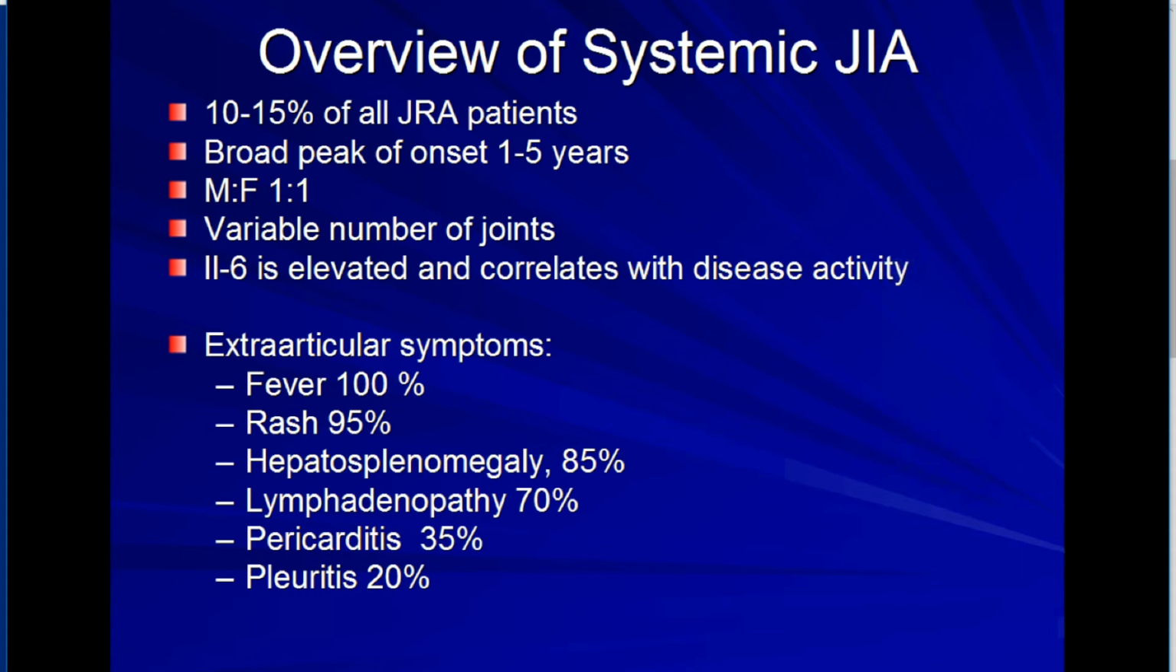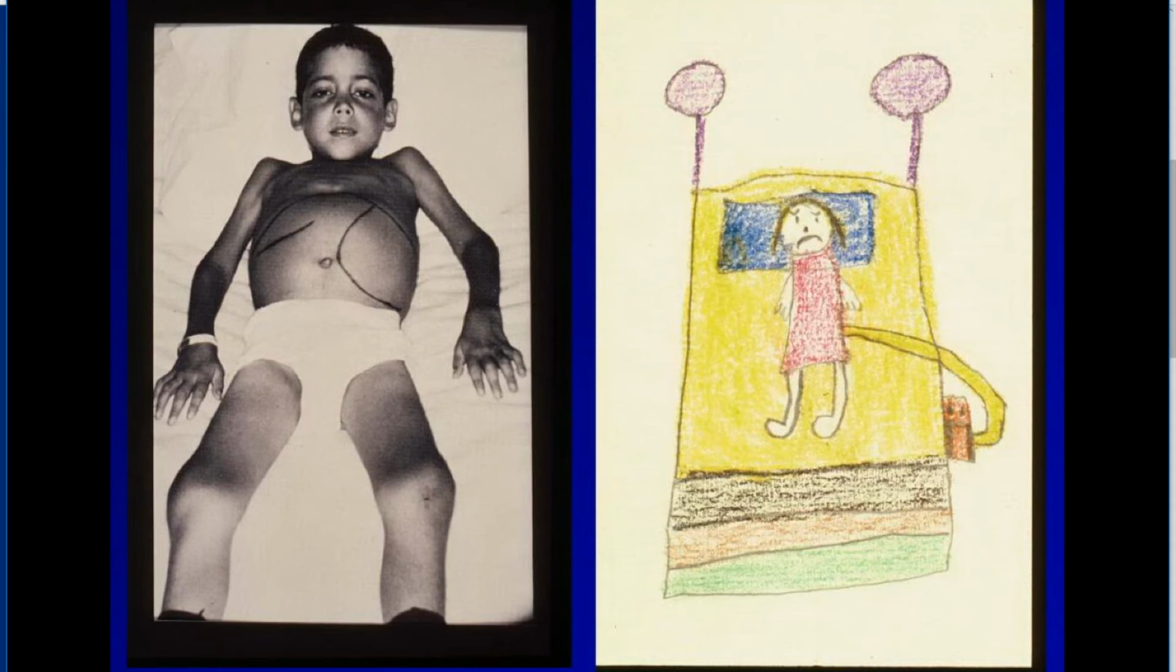So this is about 10 to 15% of all JRA patients, and usually they're younger, and like we said before, male to female ratio of 1:1, with a variable number of joints. About 100% of them have fever, 95% have a rash, 85% have either hepatomegaly or splenomegaly, 70% have lymphadenopathy. And then some of them actually have pericarditis or pleuritis, right? So they may have a cough, they may have a wheeze. And there's a picture of your hepatosplenomegaly patient.